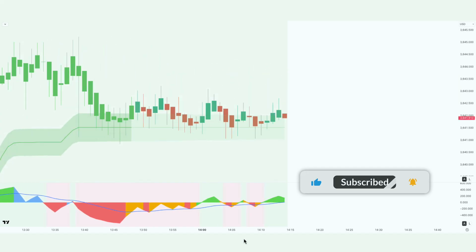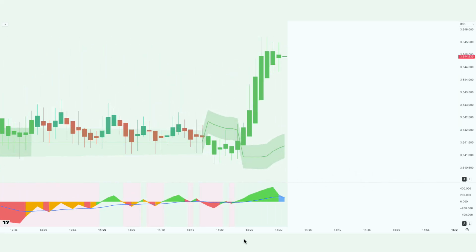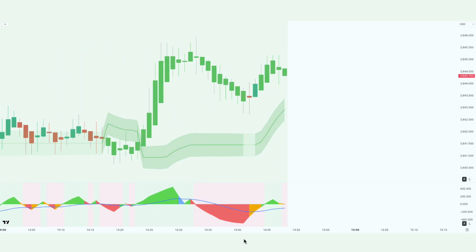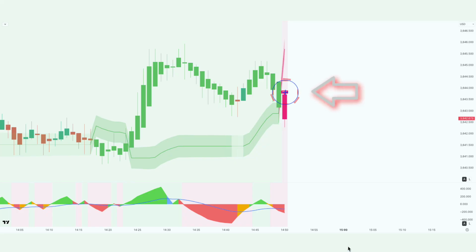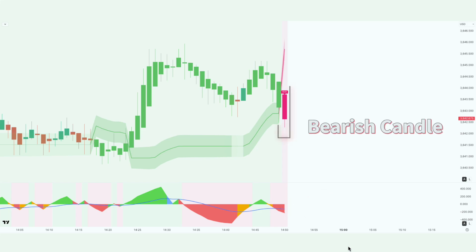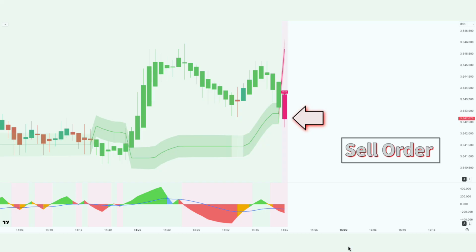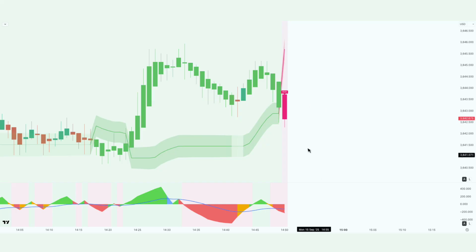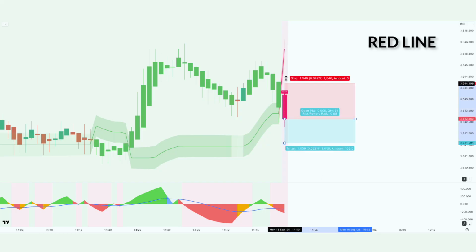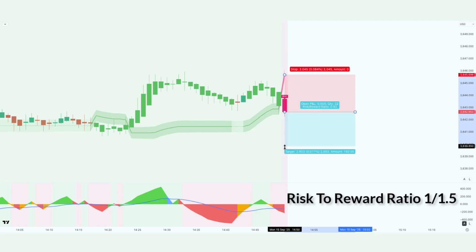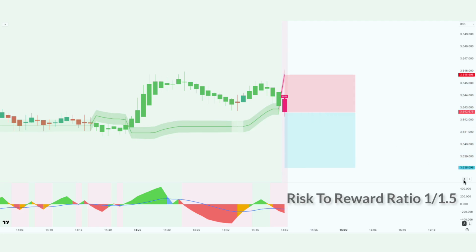Now our setup is ready. Let's see how we use these trading setups. When the SMA MAD trend arrow of this indicator is a sell signal, when the Klinger safety zones should be red area, when the market forms a bearish candle, if this condition is fulfilled, then we will place a sell order. Our stop loss is to be placed at the red line, and the risk to reward ratio will be 1:1.5.